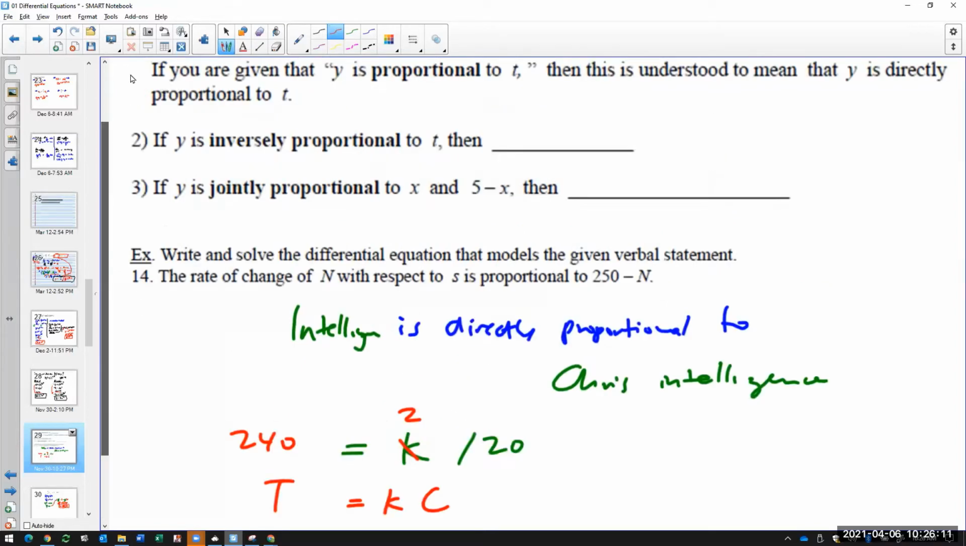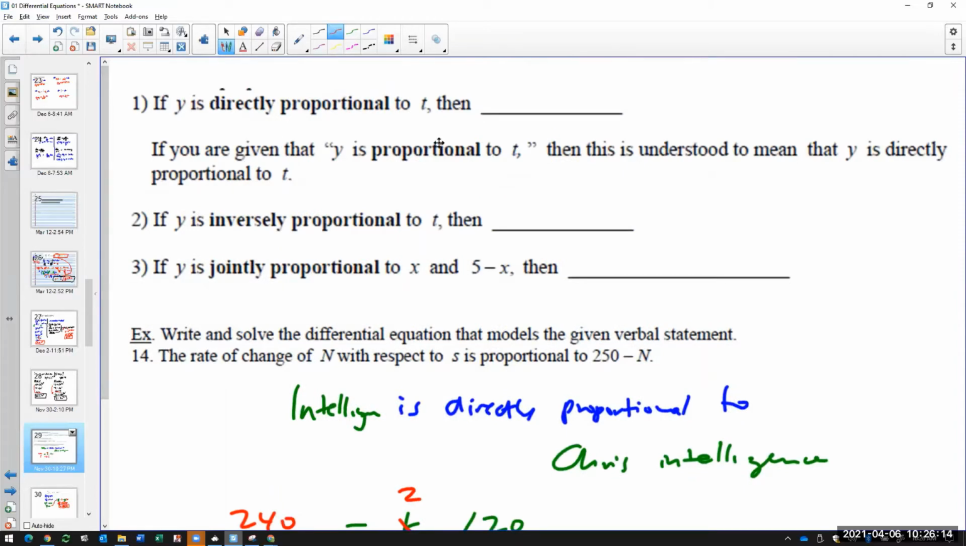So up here, when they say Y is directly proportional to T, what they're saying is you'd multiply T by some number to get Y. Do you guys see what directly proportional is?